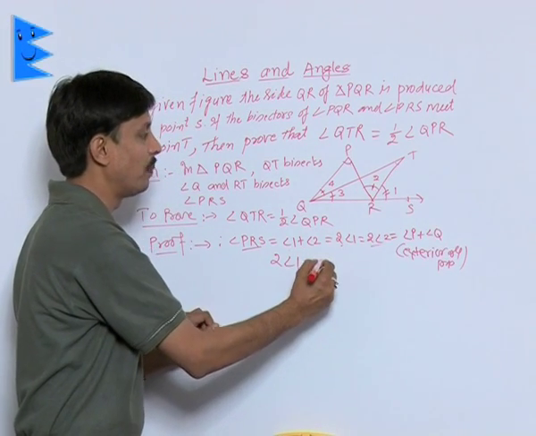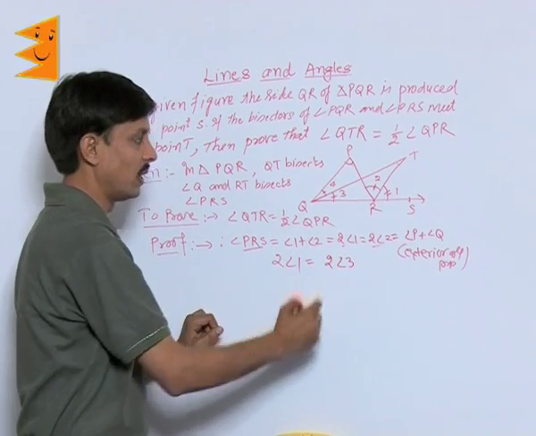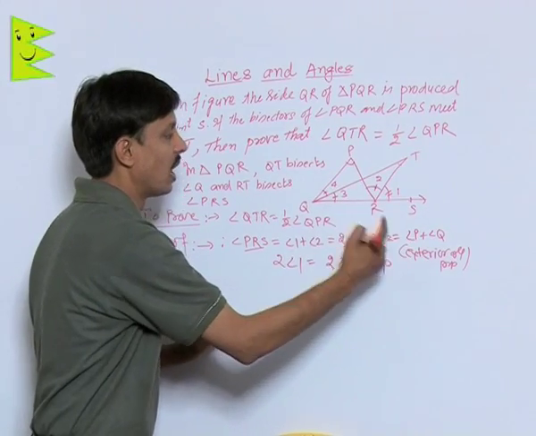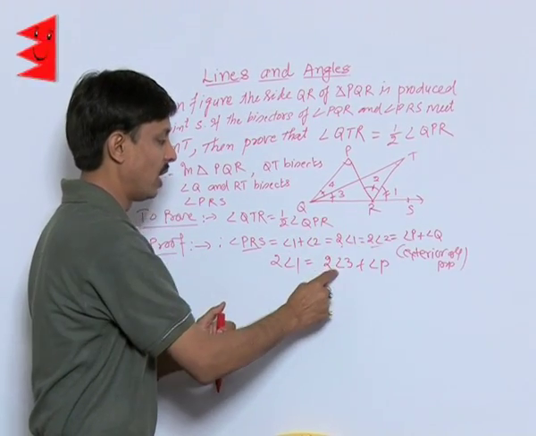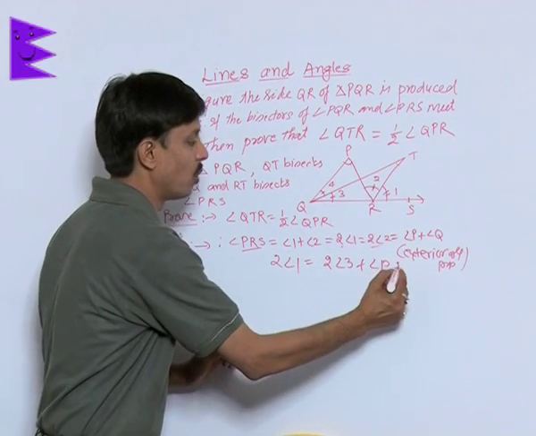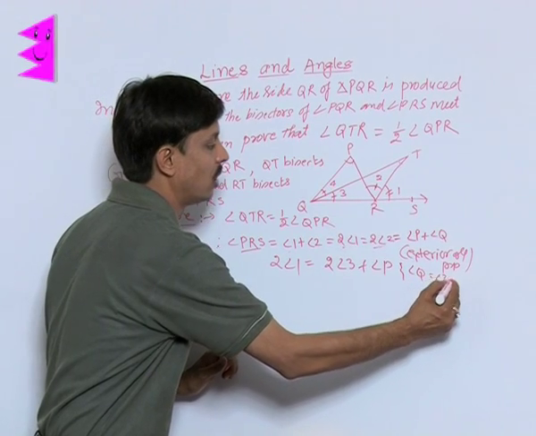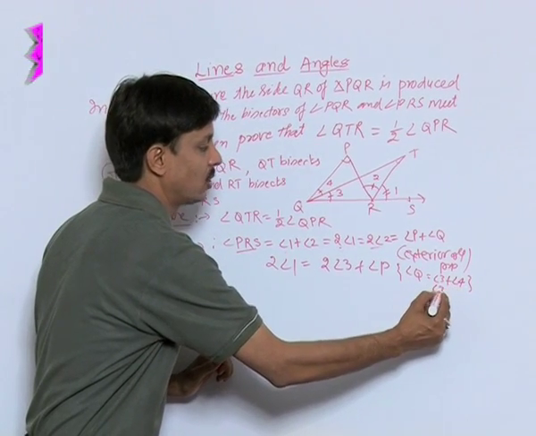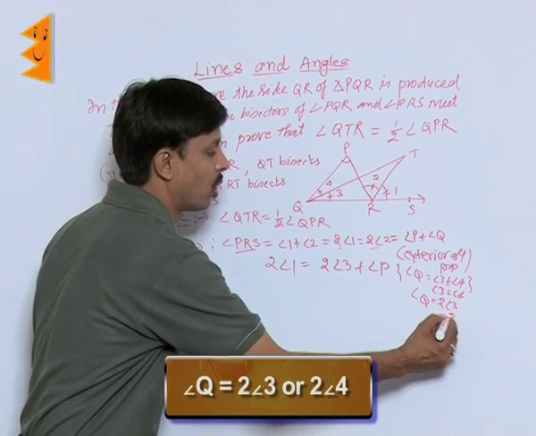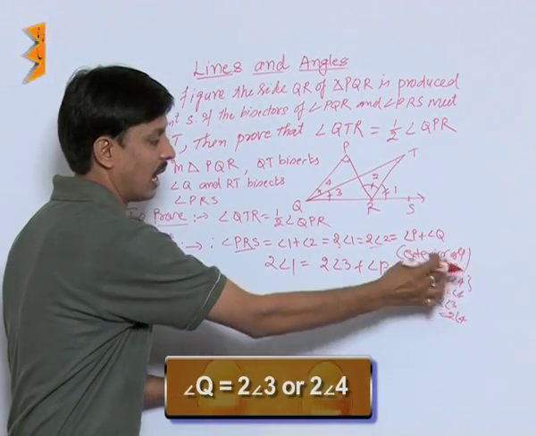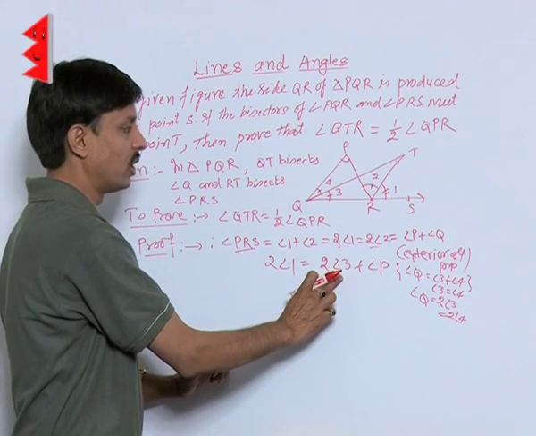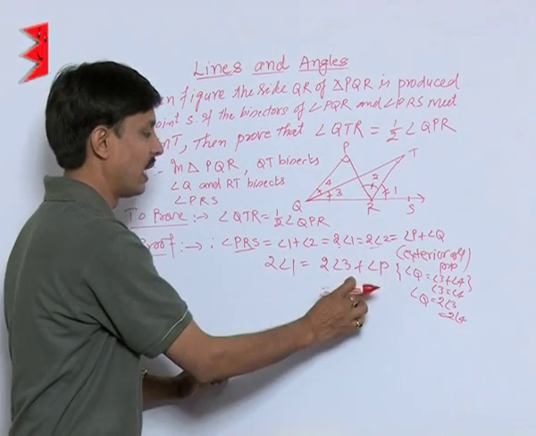Now angle Q is equal to angle 3 plus angle 4. As 3 is equal to 4, you can say angle Q is twice of 3 or twice of 4. So with the help of this calculation, I can say here Q is replaced by twice of 3, and angle P is as it is.